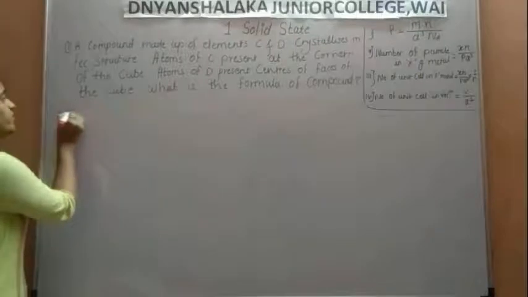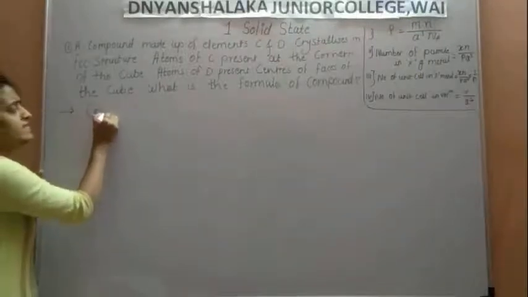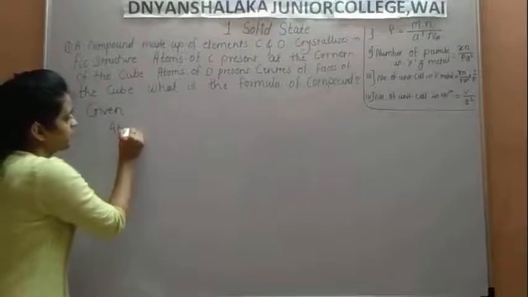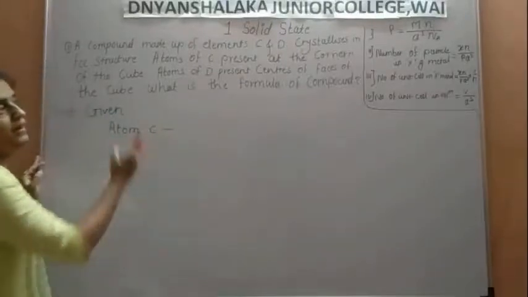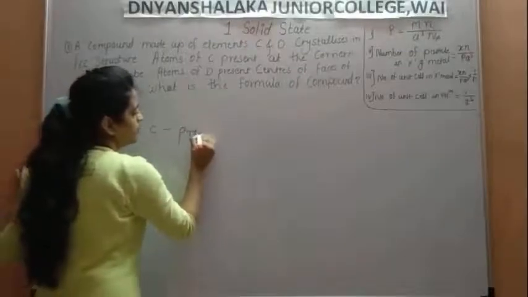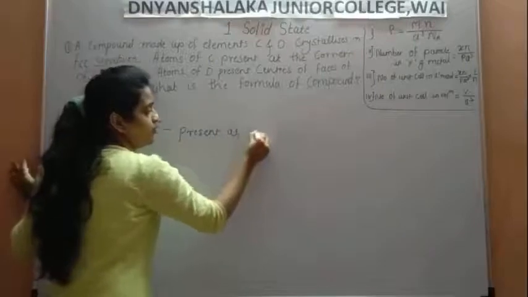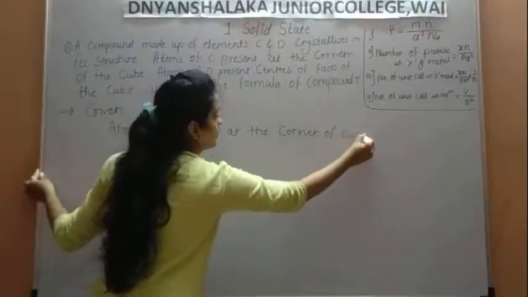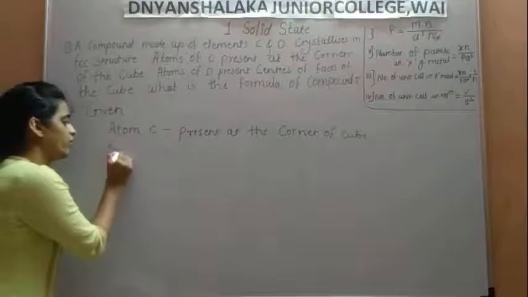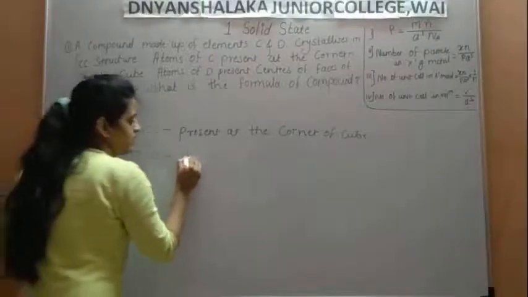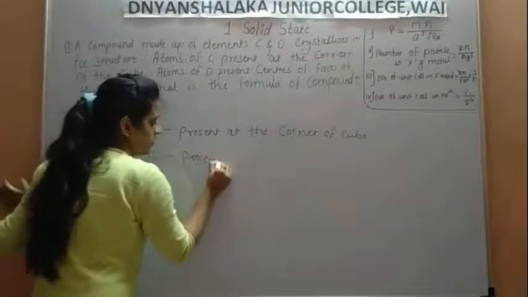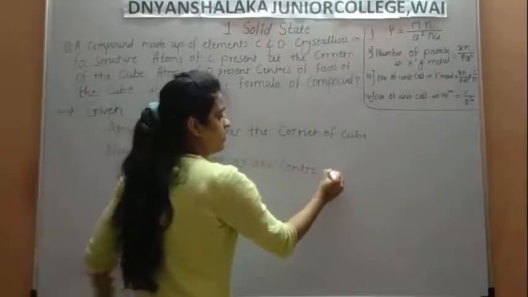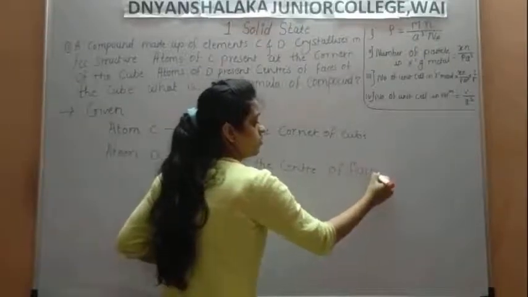First we write the given values. In this example, atoms of C are present at the corner of the cube, and atom D is present at the center of the faces of the cube.